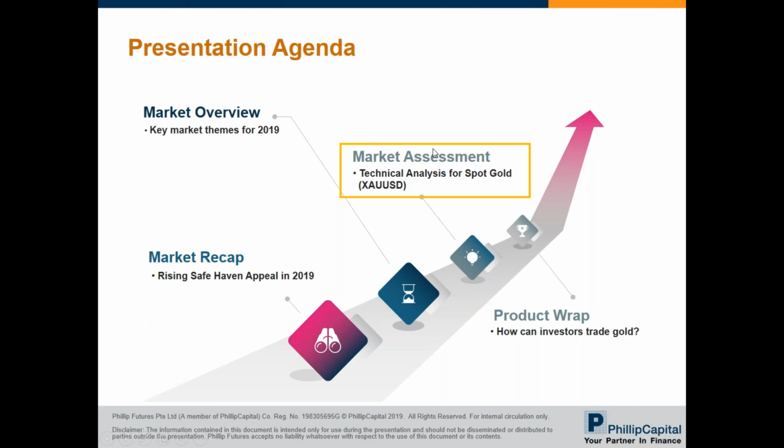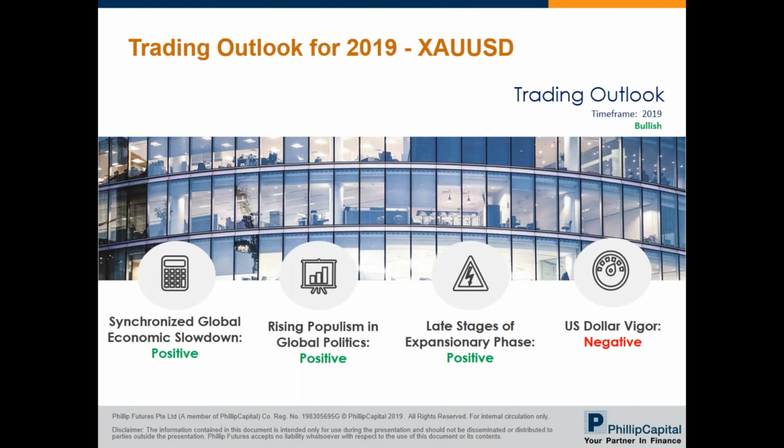So okay, before we go into the product wrap, I will touch on my market assessment for 2019 and a bit of technical analysis on spot gold. For the first point, looking at the trading outlook for 2019, as I said earlier, I still feel that there's a synchronized global economic slowdown across the developed economies, and this is likely to also impede sharp ascensions in the emerging markets. So this is likely to be positive for gold prices, as gold is a safe haven asset, a source of value maintenance, and also used by funds as a risk management asset. So this is important to note as well.